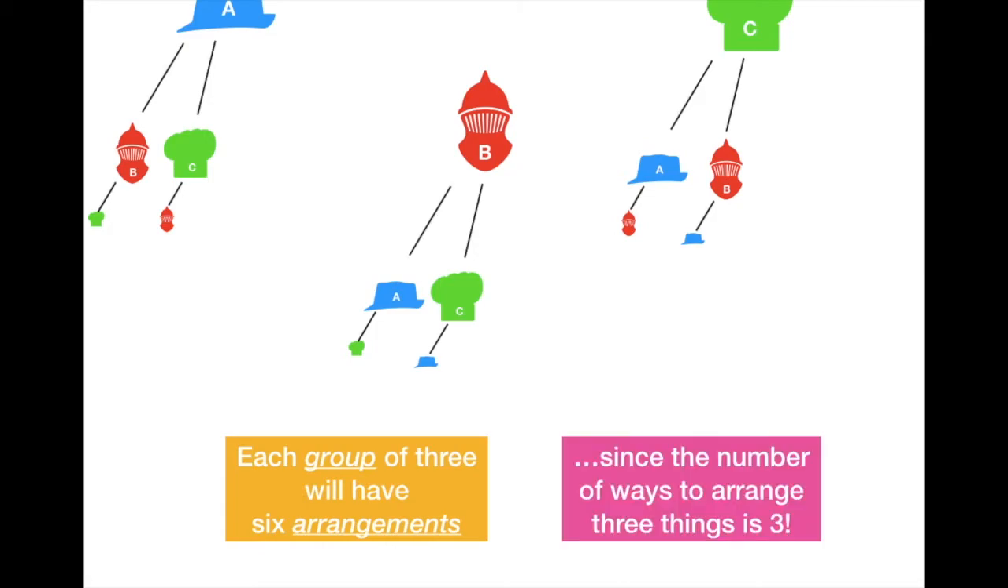This should make sense since the number of ways to arrange 3 things is 3 factorial, which is 3 times 2 times 1.